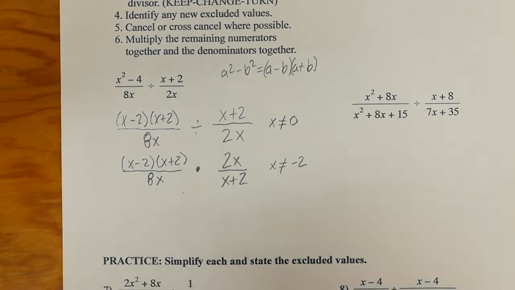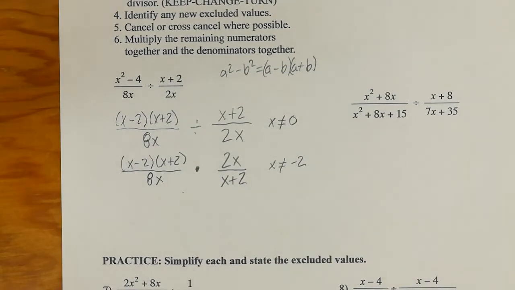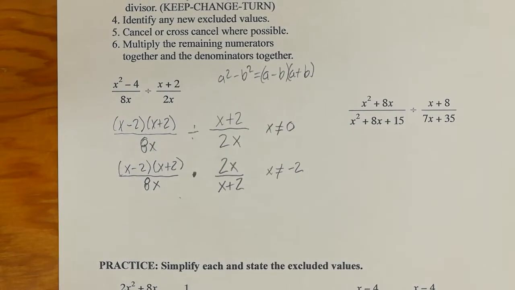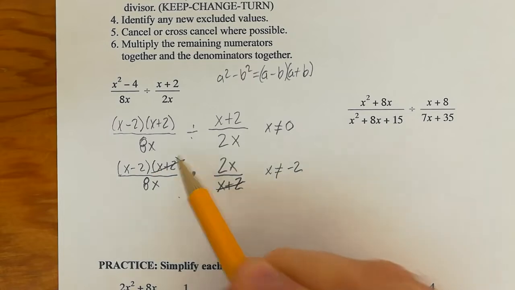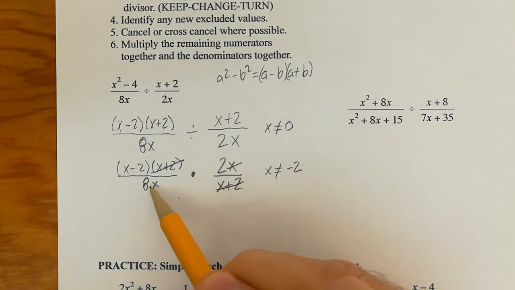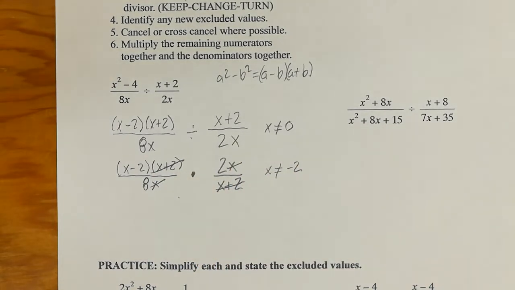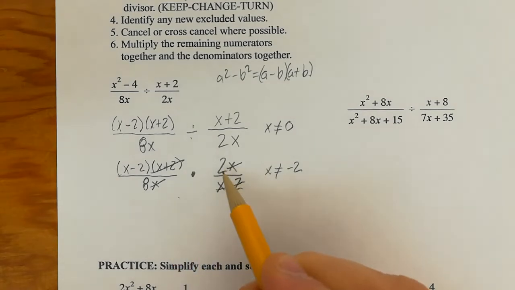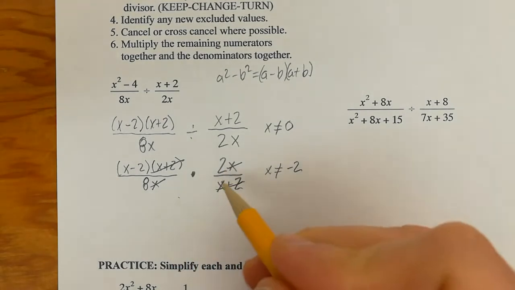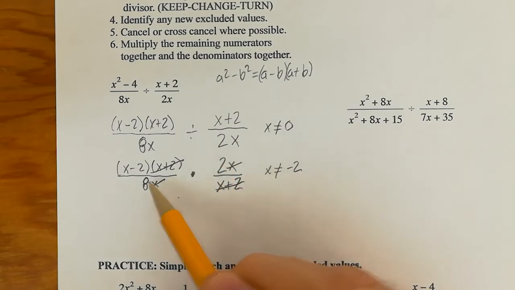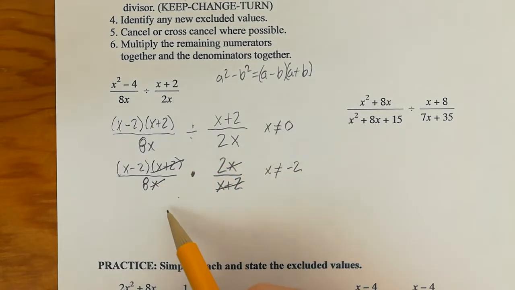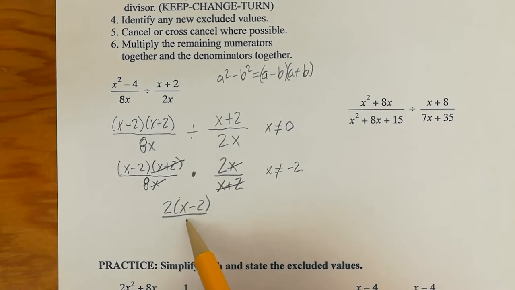All right. Okay, now we're going to cancel or cross cancel. I notice these x plus 2's can cancel. I notice the x's can cancel. And that looks like about it for now. Yeah, I'll do this the long way. If I were just doing this on my own, I would probably do some canceling there too, but I want to make sure everybody can see this. So let me rewrite it out like this first.